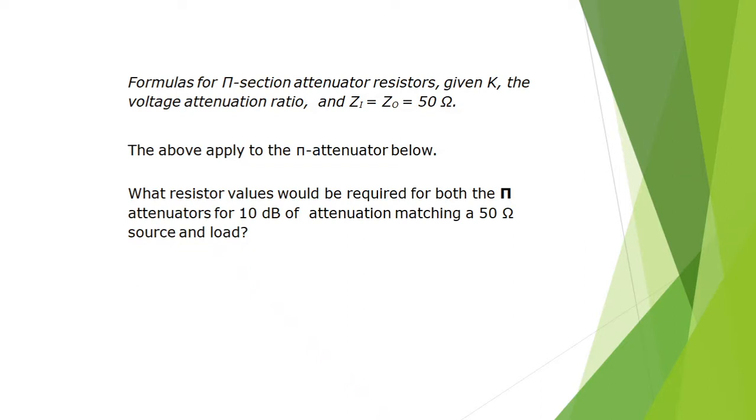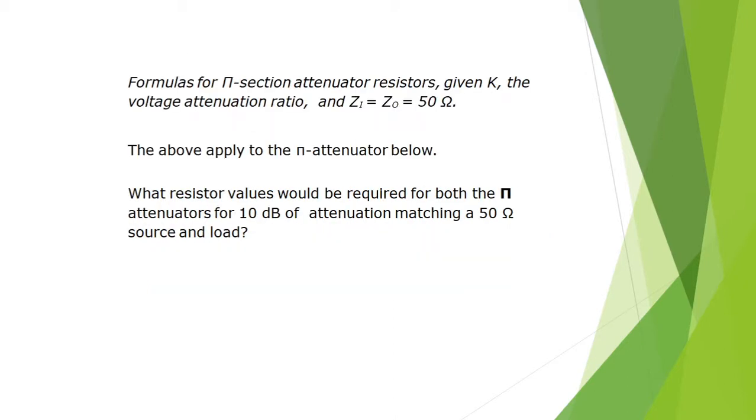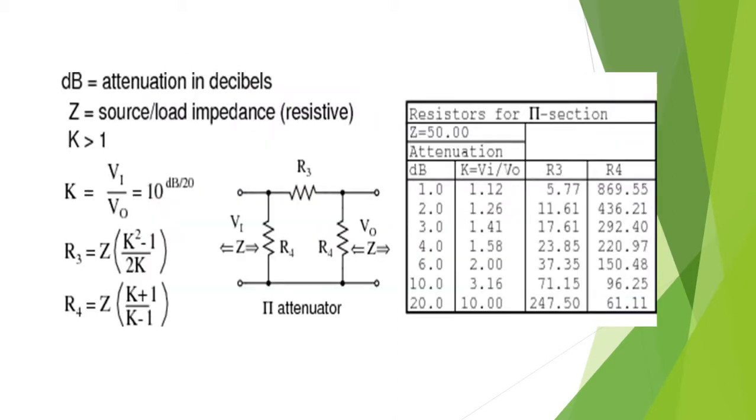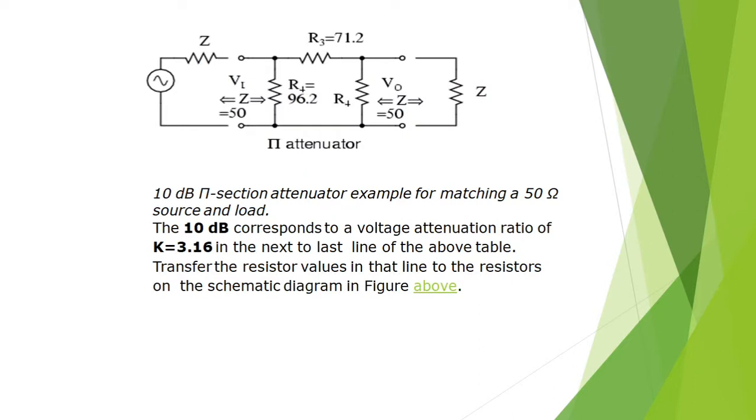What resistor values would be required for the pi attenuator of 10 dB of attenuation matching a 50 ohm source and load? Matching a 50 ohm source and load, we have the values of R4 as 96.2 and R3 as 71.2. From the calculations, we have seen the values of R3 and R4, and from this table we have seen the values. Next, if 10 dB corresponds to a voltage attenuation ratio of K equal to 3.16, in the next to last line of the above table, transfer the resistor values in that line to the resistors on the schematic diagram in the figure above.